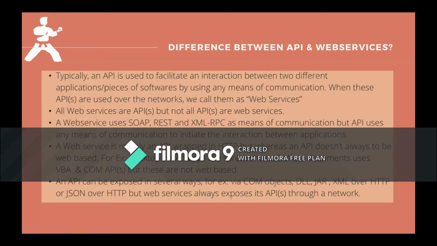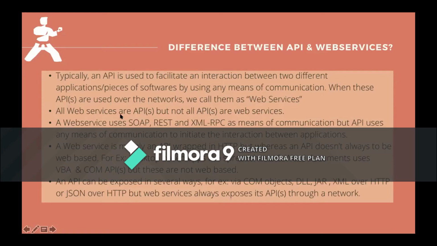When we say web service, it clearly calls out that something is happening over the network, over an HTTP protocol, or TCP, or FTP, or any kind of protocol. Whatever is happening on the web, on the network, we call it a web service. Now, all web services are APIs. That's what we're saying. All web services are APIs, but not all APIs are web services. This is a very important point we should know.